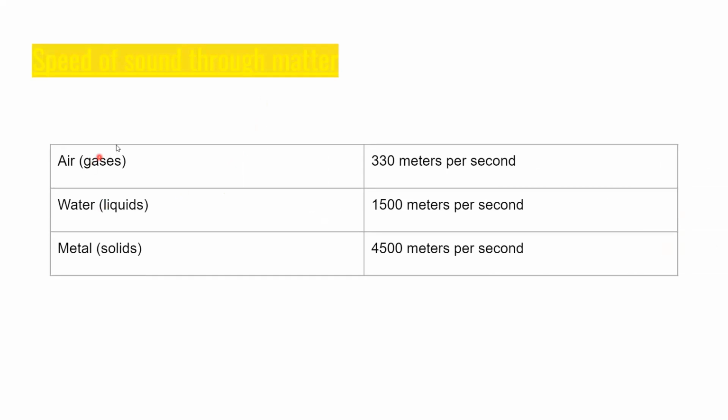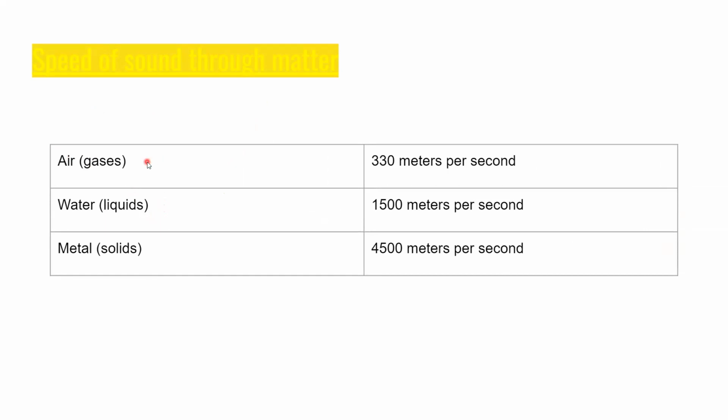Speed of sound through matter. Now we are going to learn about the speed of sound through matter. We have learned that there are three types of matter: gases, liquids, and solids. We are going to learn about the speed of sound through those three types of matter.